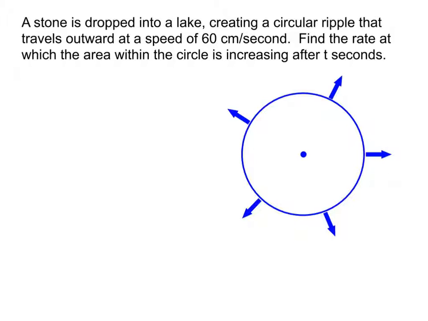So we know that we're dealing with a circle, and the circle is growing here. And we know it's growing at 60 centimeters per second. We want to know the rate at which the area, notice, within the circle is increasing after t seconds. Now, what I glean from all that information is that I need to be starting with area of a circle. An equation isn't given here. You have to know that equation. In order to calculate the area of a circle, you end up doing A equals pi r squared. How do I know to use that? Because that's the equation for area of a circle.